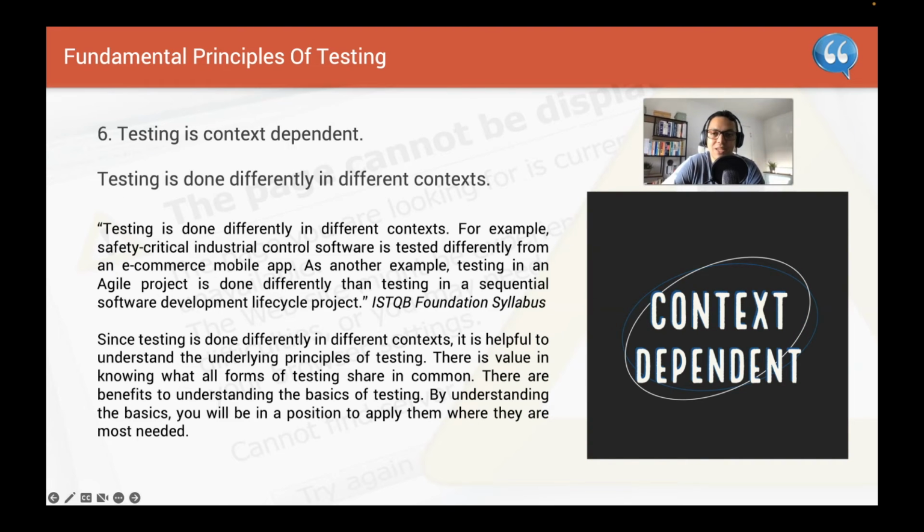Number 6, context dependent. Testing is context dependent. Testing is done differently in different contexts, in different systems, with different approaches. For example, paraphrasing from the syllabus, safety critical industrial control software is tested differently from an e-commerce app, obviously. As another example, testing in an agile project is done differently than testing in a sequential software development life cycle, like waterfall or V model. You're going to hear that as well.